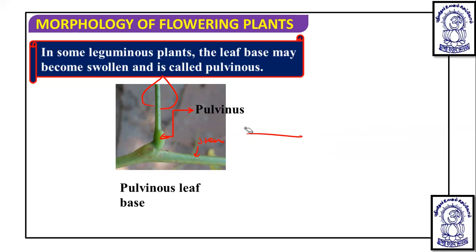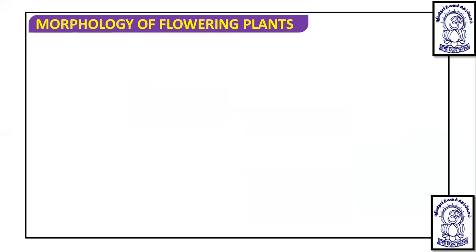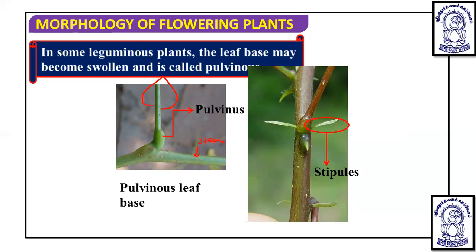Here you can see there is also the presence of this small leaf-like structure, known as a stipule, at the base of the leaf. So stipules can be there. The leaf base can be expanded, and then it is known as the sheathing leaf base in the case of monocots. If it is swollen, that is known as a pulvinus. Pulvinus is found in leguminous plants. And the two lateral leaf-like appendages near the leaf base are known as stipules.